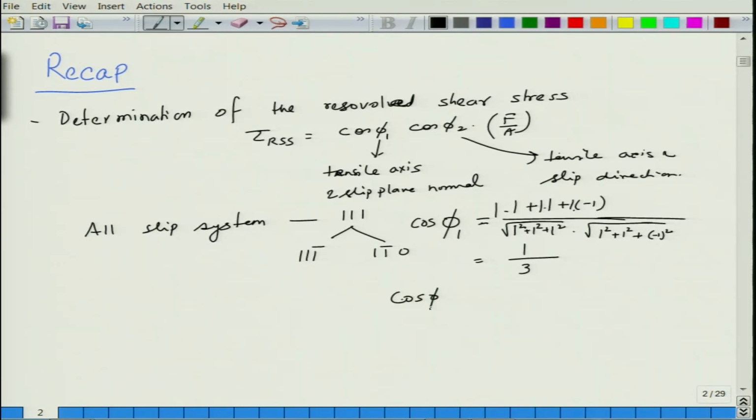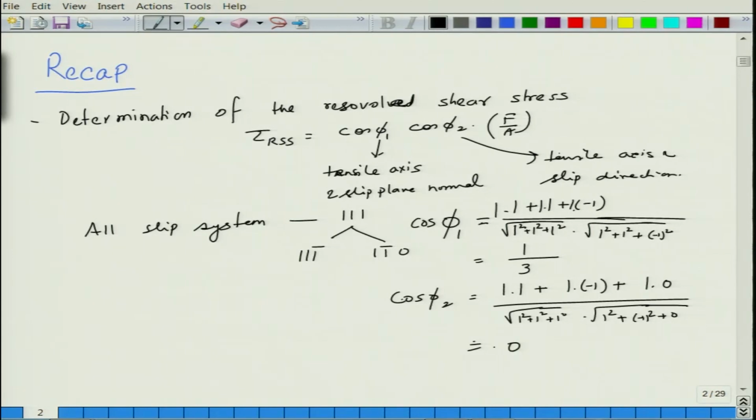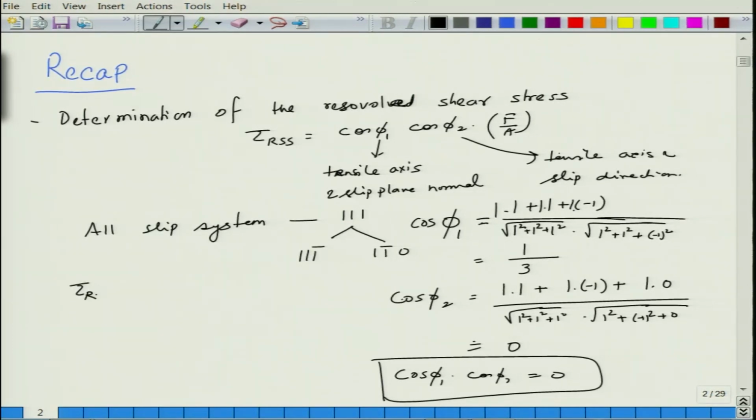Cos phi 2 will be equal to 1 into 1 plus 1 into minus 1 plus 1 into 0 divided by square root of 1 square plus 1 square plus 1 square into square root of 1 square plus minus 1 square plus 0, and this you can see will become 0. So, essentially in this case cos phi 1 into cos phi 2 will be equal to 0. So, this is how you work out the angles, and then you work out what you call as tau RSS.